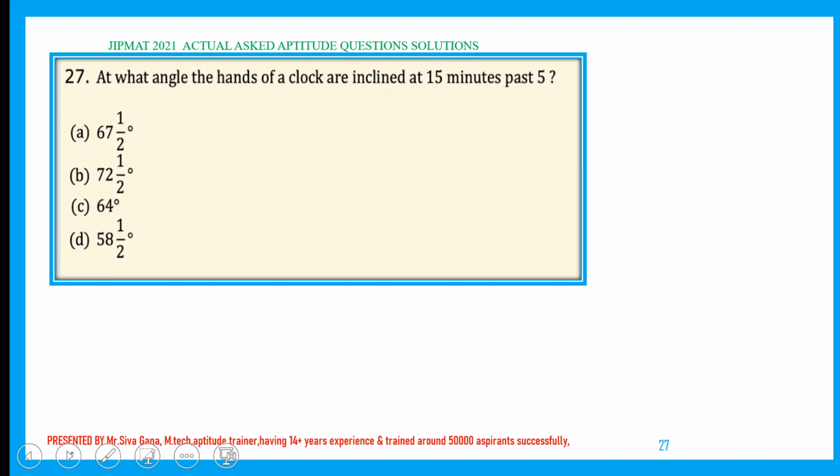At what angle? Okay, 15 minutes passed. To find the angle for the given time, the formula is 30h minus 11 by 2 m. To find the angle between the minute hand and hour hand for the given time, this is the best way. This is one of the ways. I have a without-formula method also, but most of the students will definitely get only this idea.